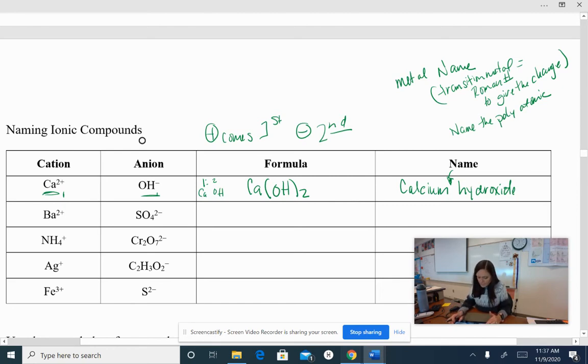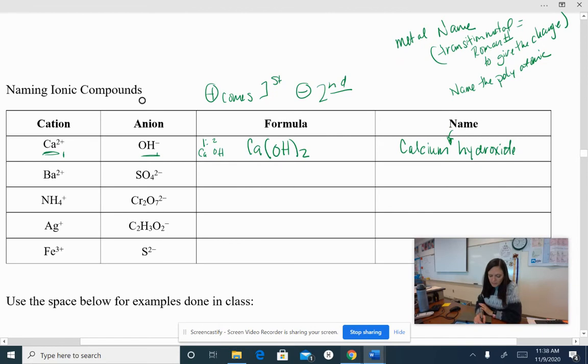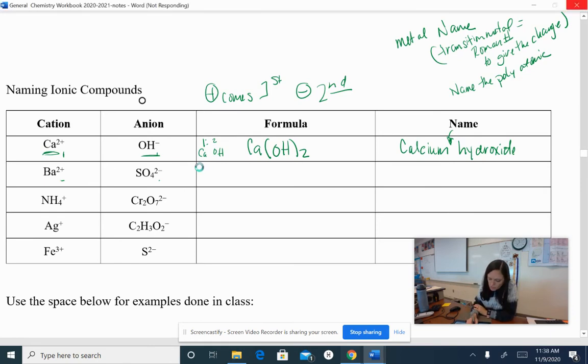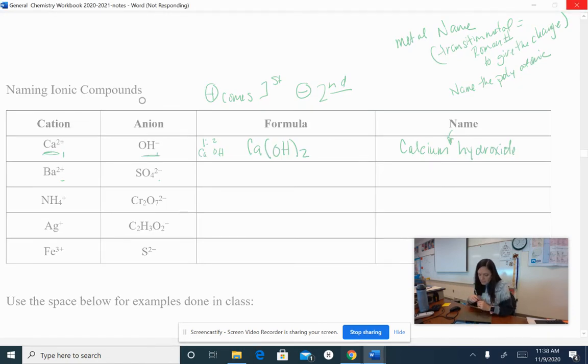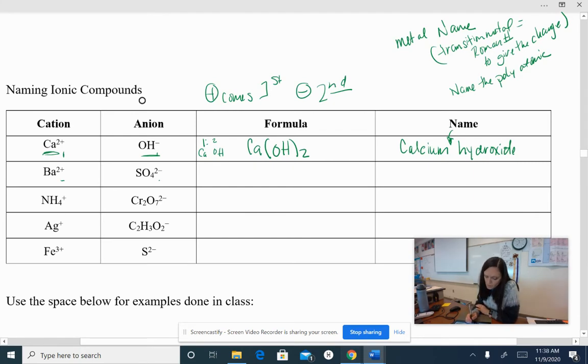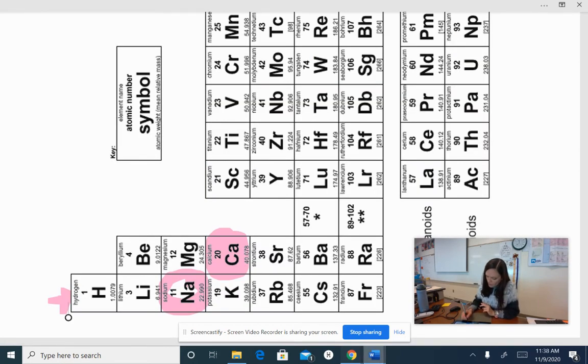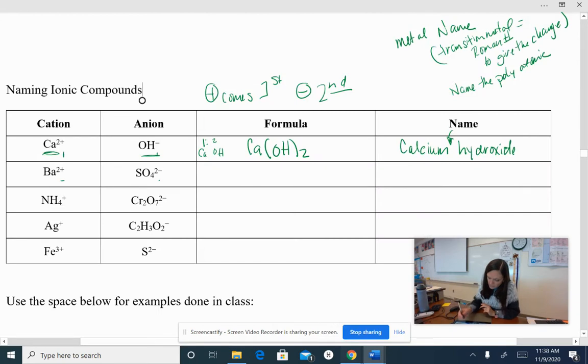Now let's look at this next one. We have barium being a positive 2, and we have sulfate being a negative 2. So what is our least common multiple between 2 and 2? Hopefully you said 2. So to get to a positive 2, I need 1 barium, and to get to a negative 2, I need 1 sulfate group.